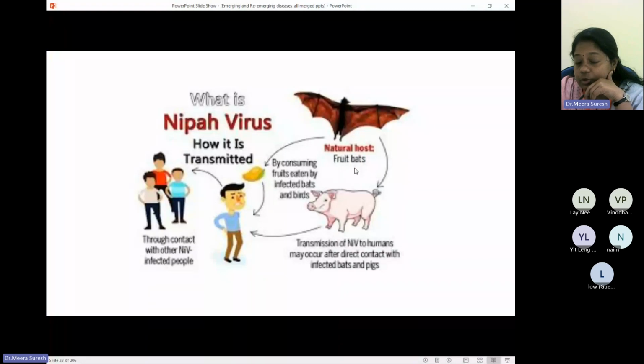The natural host is actually the fruit bats. It can get transmitted by consuming fruits which are eaten by the infected bats and birds. Then it can be transmitted also via the pigs, and people who come in direct contact with these pigs can get infected. And when one human being is infected, there can be human to human transmission through contact, droplet, or aerosol.